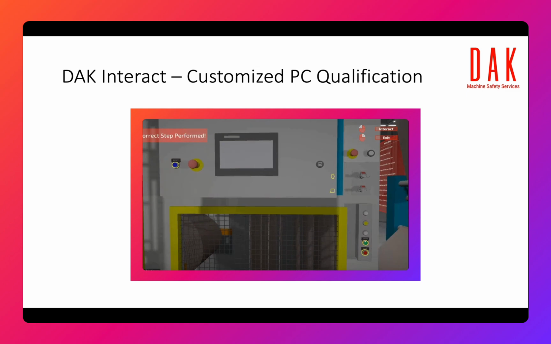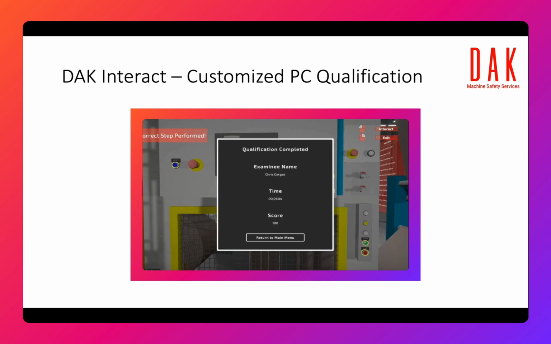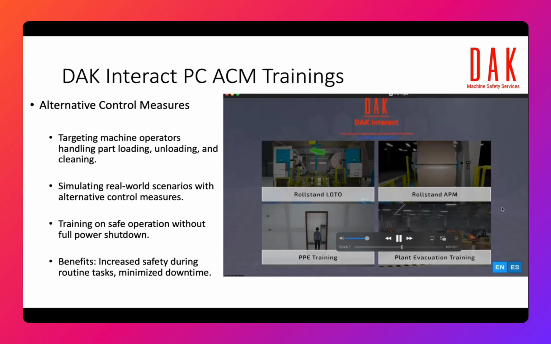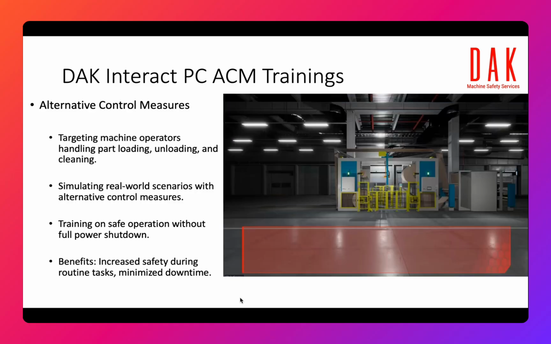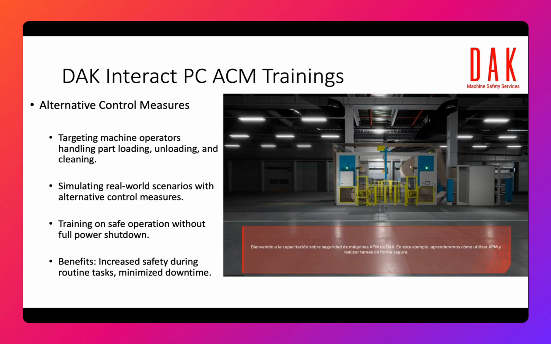Every customer and task is different from application to application, and that can be changed as well. So this is really the qualification part, where you get a score and a person's name, and you can send that to your LMS system. Now, all our experiences are available in both English and Spanish, so you can click on EN or ES, and we can add various other languages as well.